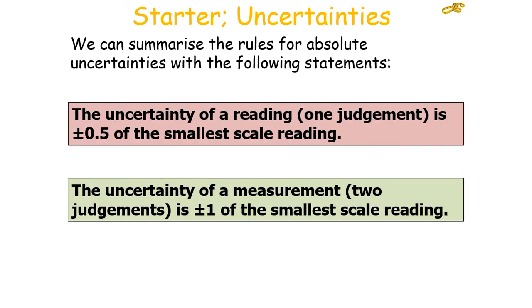So we can summarize the rules for absolute uncertainties with the following statements. The uncertainty of a reading, which requires one judgment, is half of the smallest scale division, whilst the uncertainty of a measurement, which is two judgments, is plus or minus 1 of the smallest scale division.